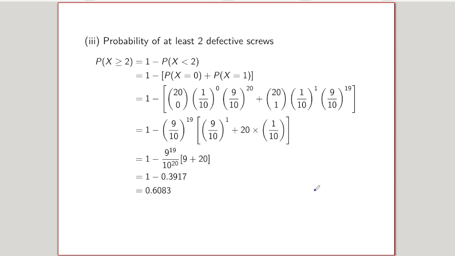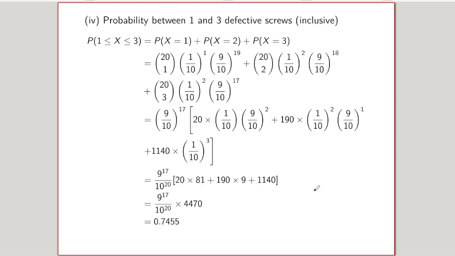And next one, at least two screws is given. So it can be 2 or more than 2. So x can be greater than or equal to 2. So you can write this as 1 minus p of x less than 2. So it is x is equal to 0 and x is equal to 1. This simplification process will be easy. We can take 9 by 10 the whole power 19 outside. So finally we will be getting the answer 0.6083.